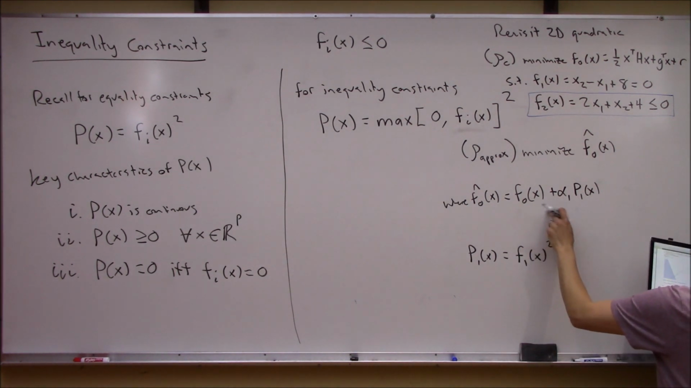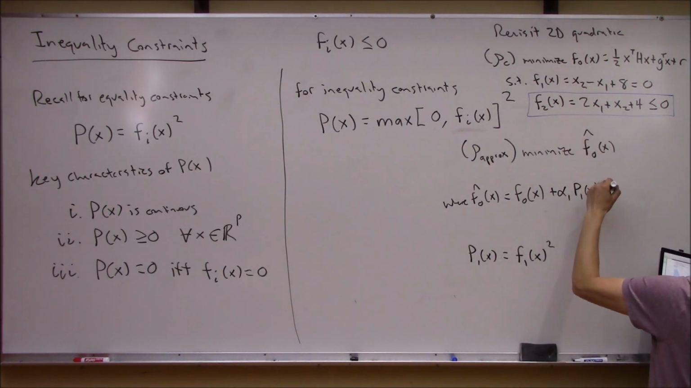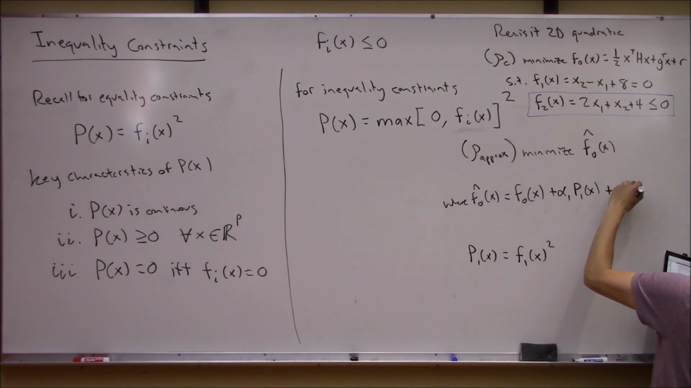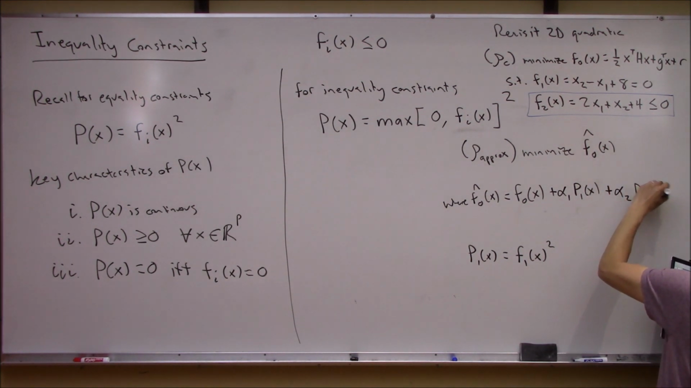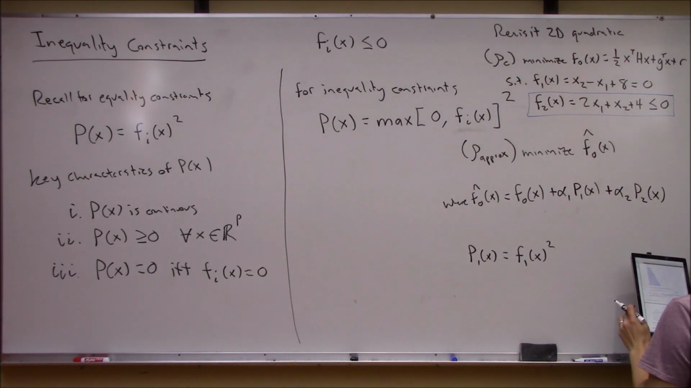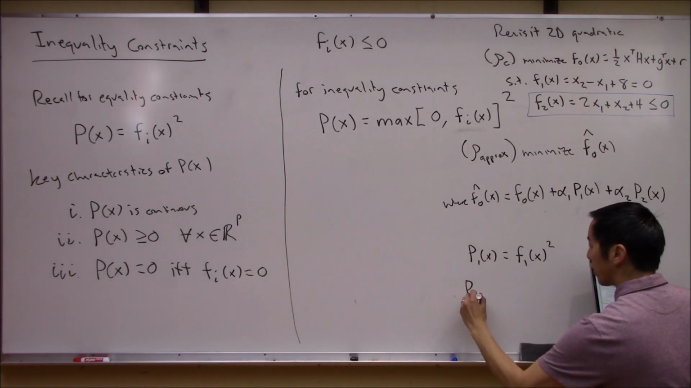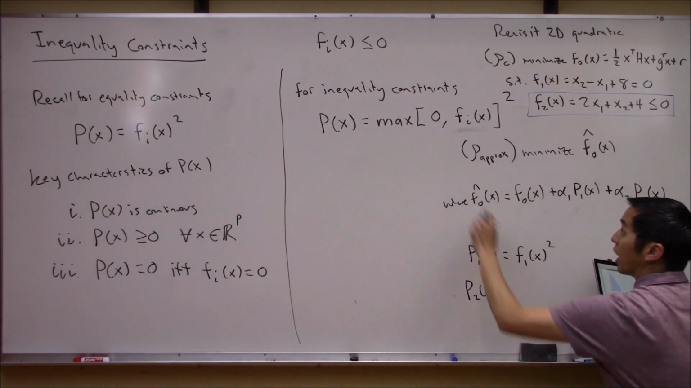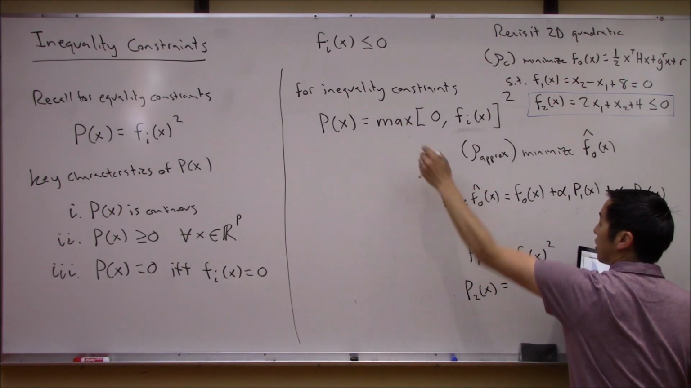But now we have to deal with this inequality constraint. So now plus alpha 2 times a second penalty function. And now P2, the second penalty function, is for an inequality constraint, so we're going to use this max here.